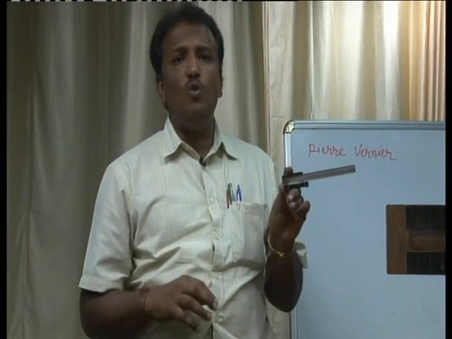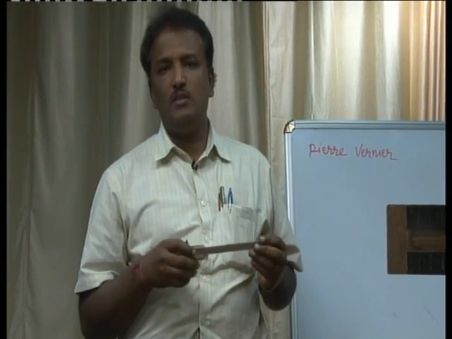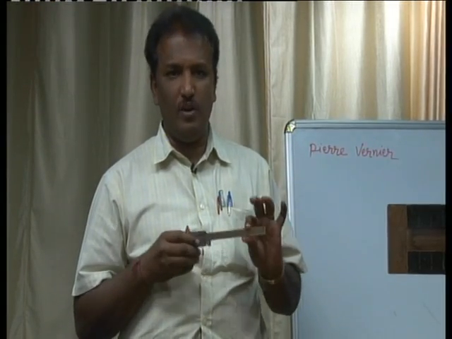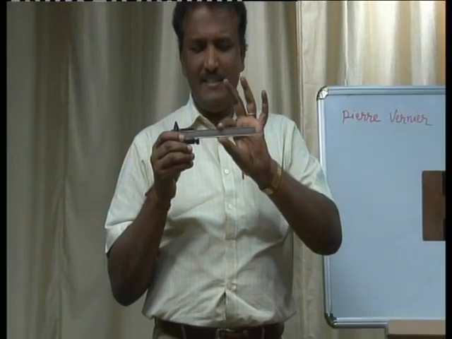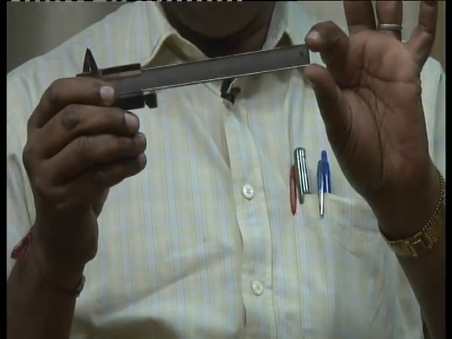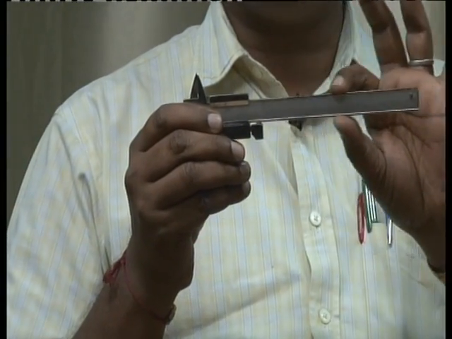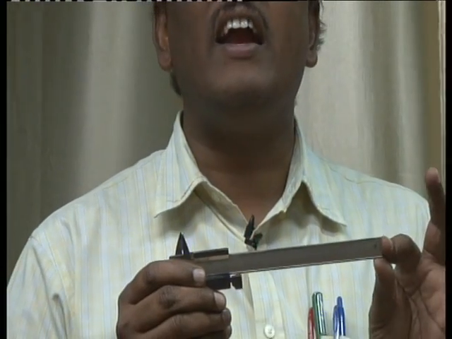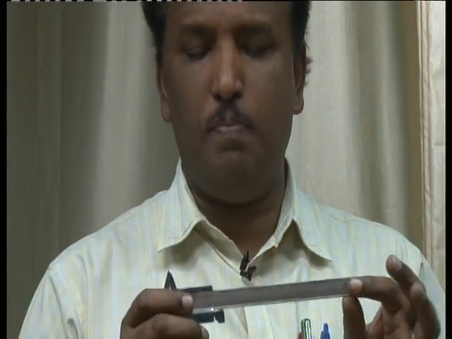Before learning how to make use of this vernier calipers, I will explain the different parts of this measuring instrument briefly. So let us concentrate. This is a rectangular metallic strip. This is a strip made of metal. Since it is in the form of a rectangle, we call it a rectangular metallic strip.